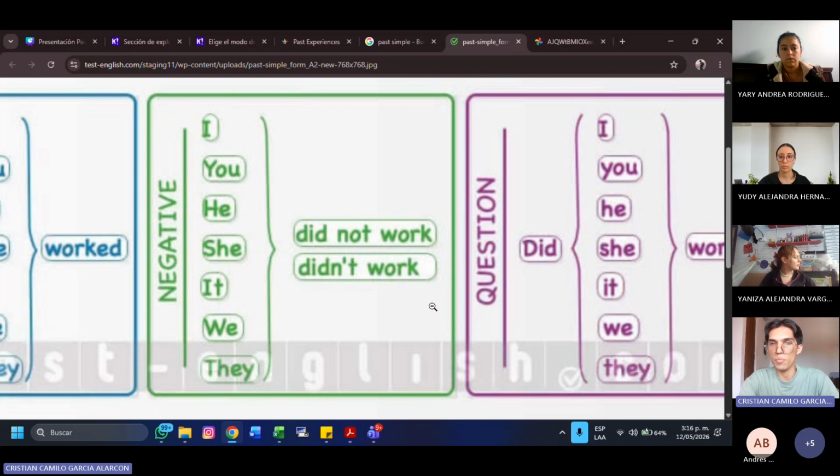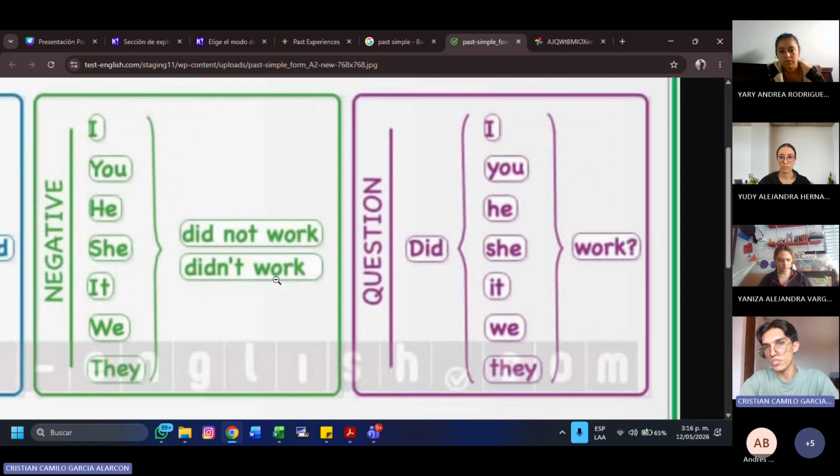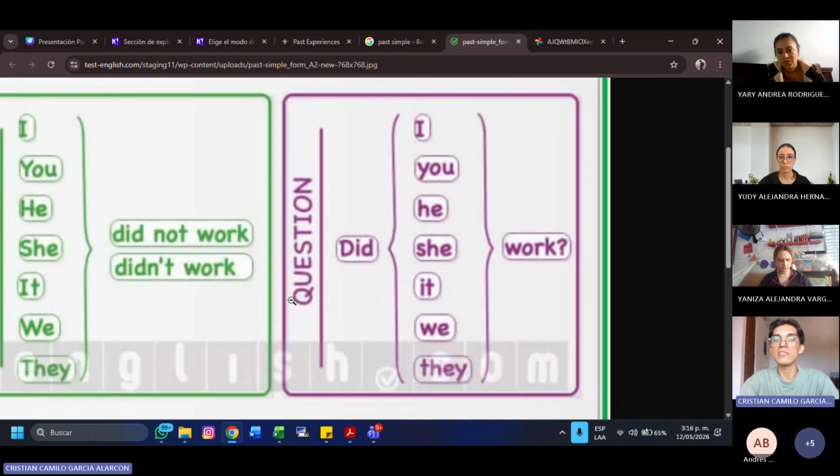I don't change the verb. Ya, yo no tengo que cambiar el verbo. It doesn't matter if it's regular, if it's irregular, it doesn't change. Never change. Ya nunca va a cambiar because it's negative and we have an auxiliary. And then we have the questions. The questions are with the auxiliary, but now the auxiliary goes first. El auxiliar siempre va a ir primero.